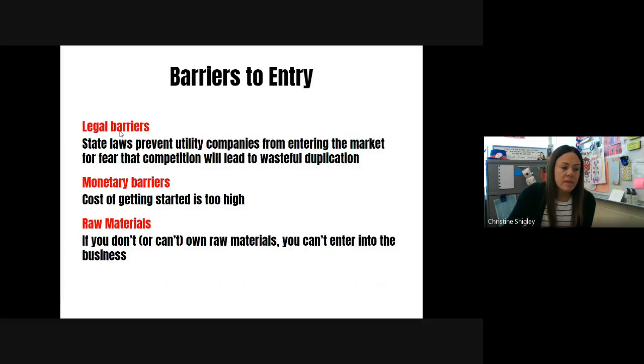So legal barriers are state or federal laws that prevent things like utility companies like DTE from entering the market. And the reason why, it's not that they don't want competition, it's that they know that having competition enter the market will lead to so much ridiculous duplication.